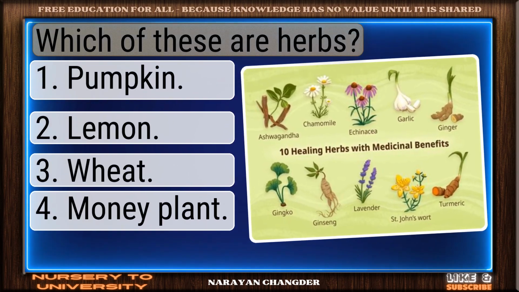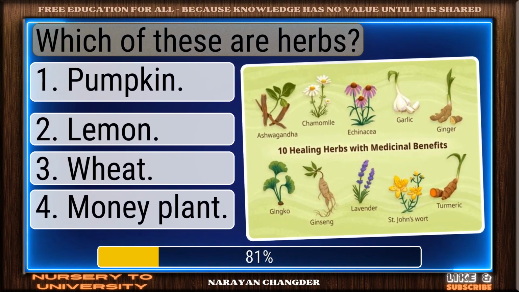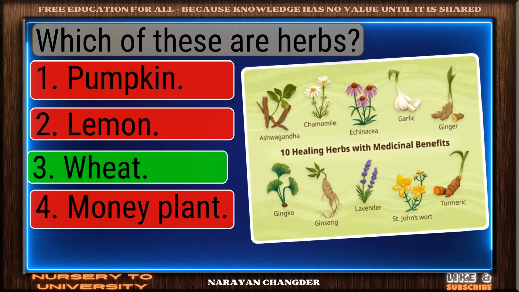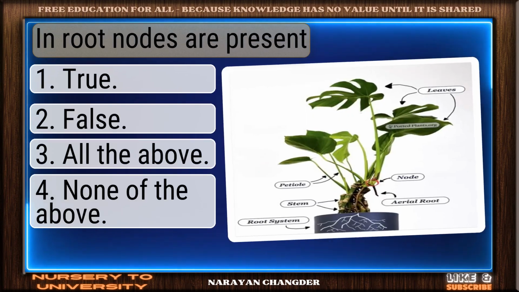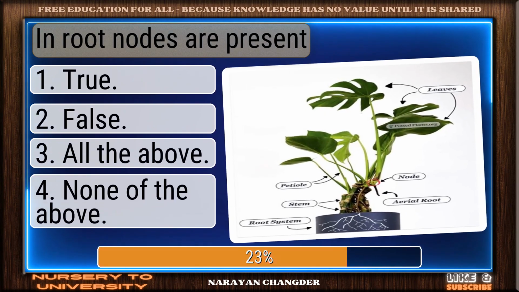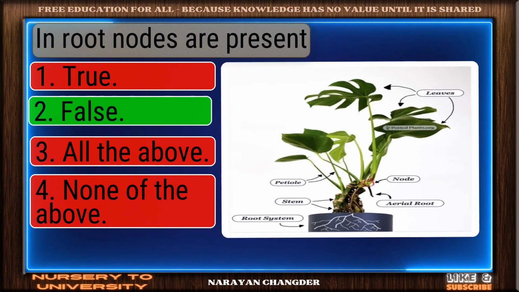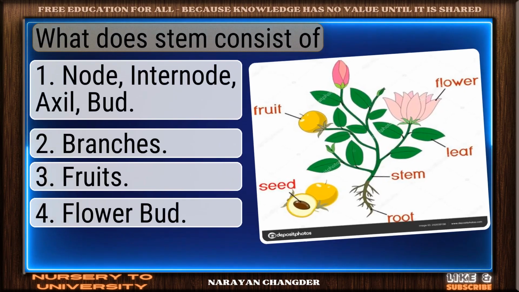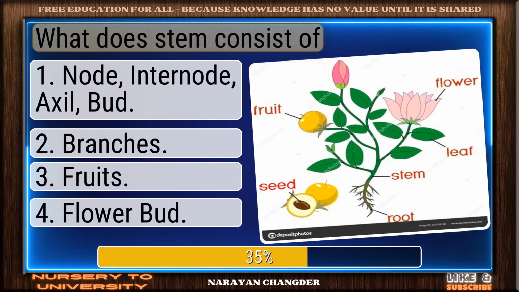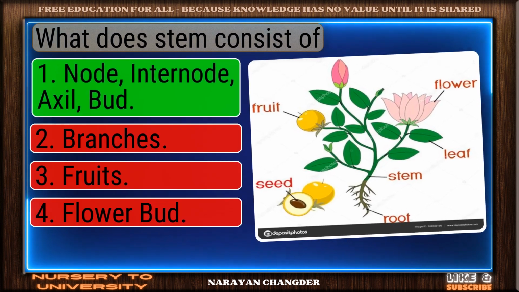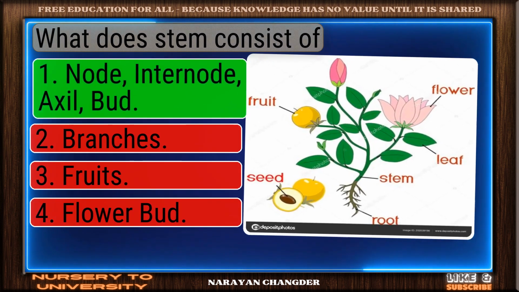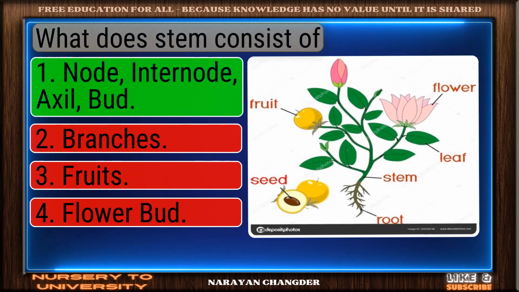Which of these are herbs? Good thinking. Wheat is the right answer. In root nodes are present. Perfect. False is the correct choice. What does stem consist of? You're right. Node, internode, axil, bud is the correct answer.